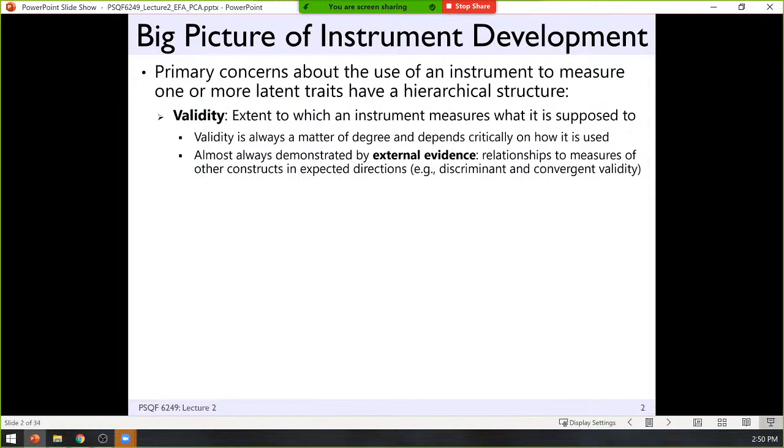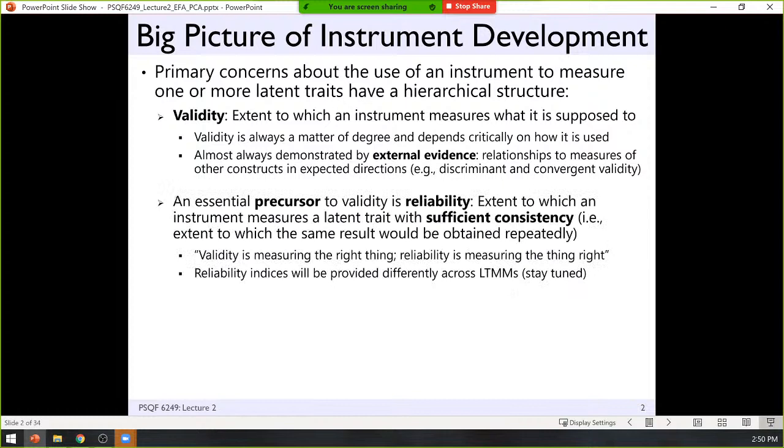But before you can get to validity, you have to have evidence for reliability. Before you can know if you're measuring the right thing, you have to know that you're measuring a thing, right? Internal consistency is the idea for this. So to what extent would you get the same estimate of a latent trait over and over again if you did this measurement procedure multiple times?